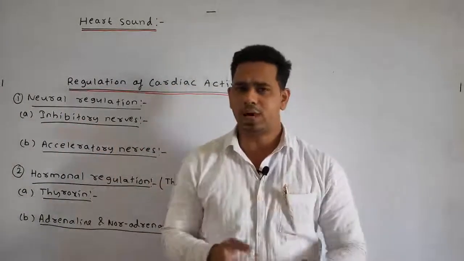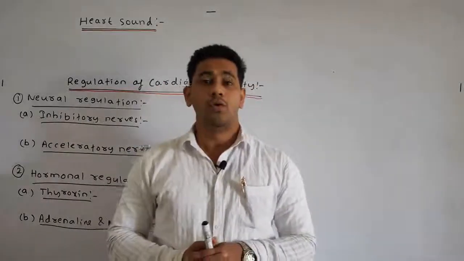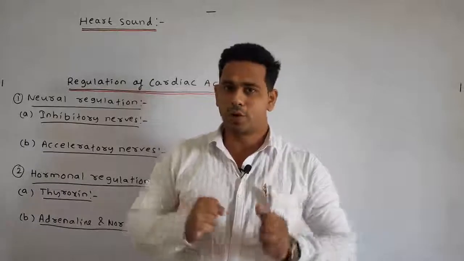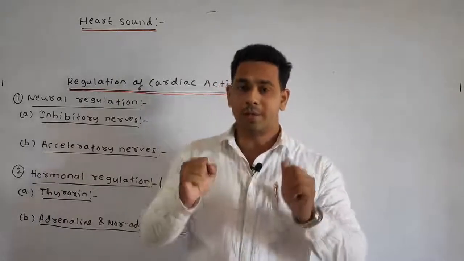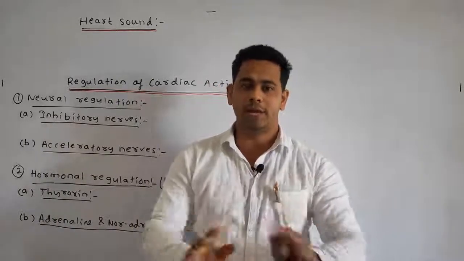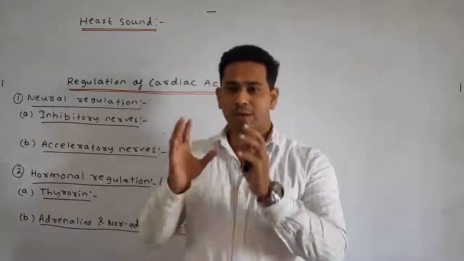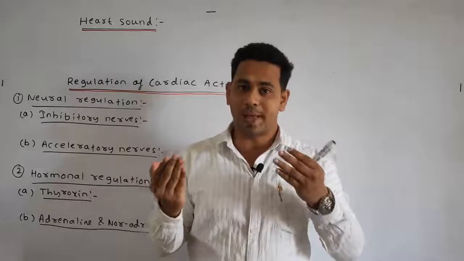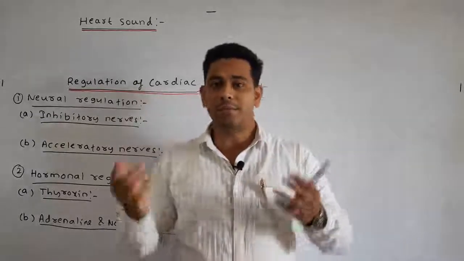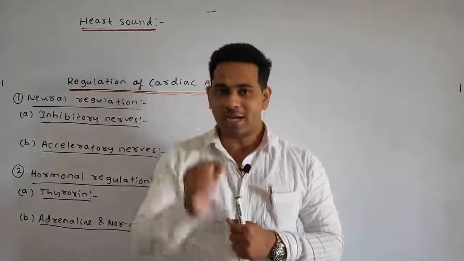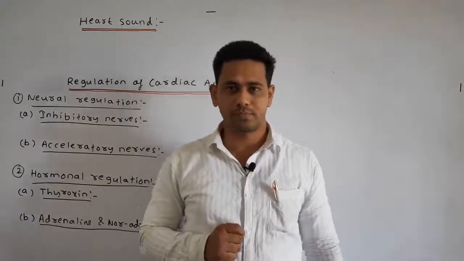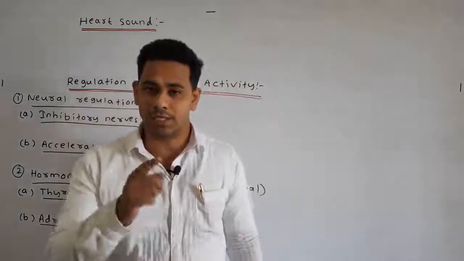When the first sound arises, students, the atria are full of blood, they contract and flow the blood into the ventricle region. When the ventricles are full of blood, what happens? The valves, such as the bicuspid valve and the tricuspid valve, close. At that time the first sound arises, which is called lub. When does the second sound arise? That is your dup.